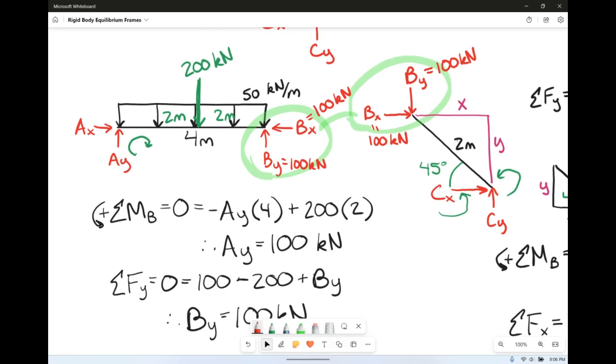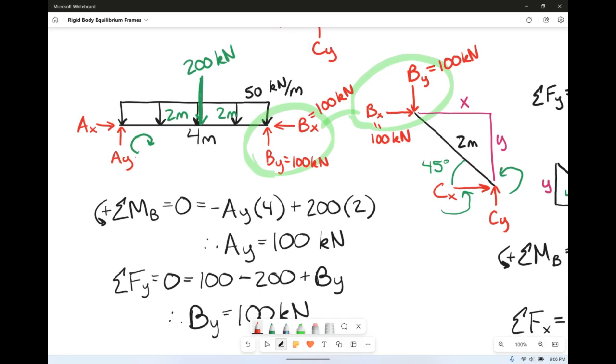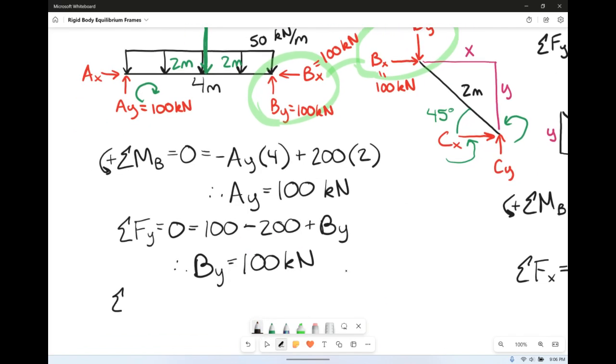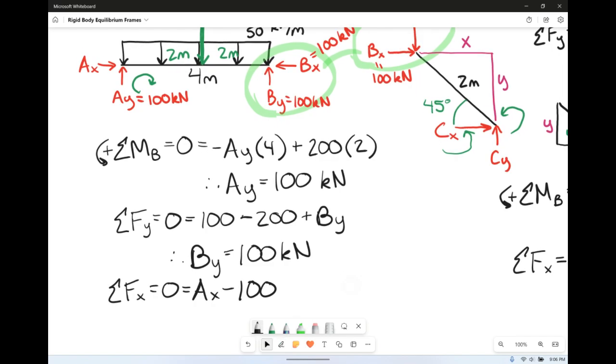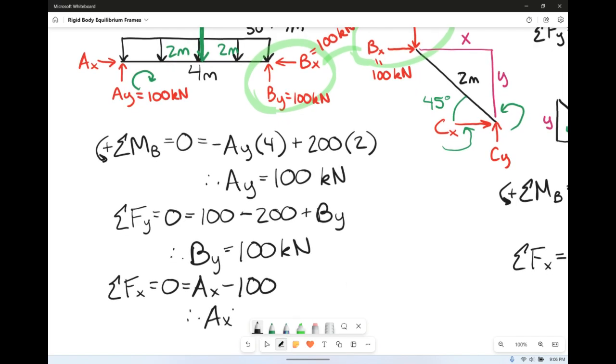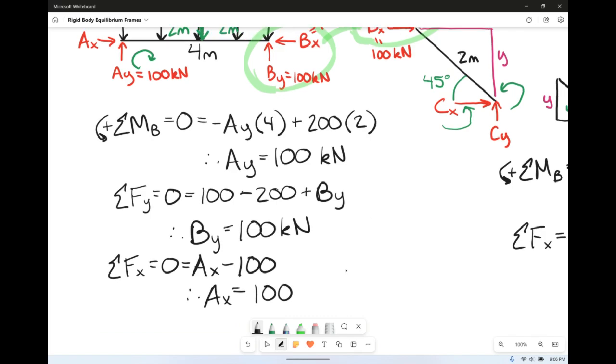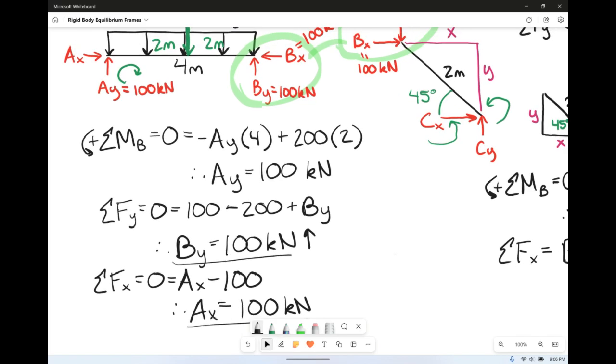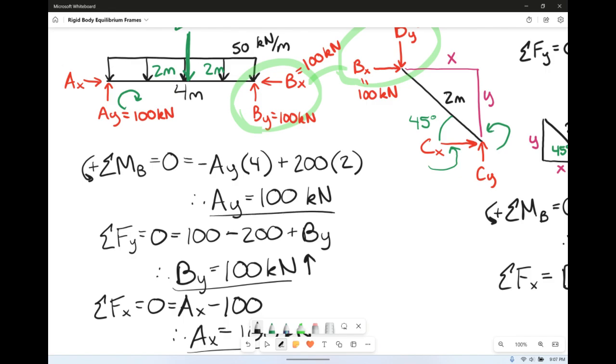So back at our free body diagram for AB, AY, we had 100 kilonewtons going up. All we have to do now is sum the forces in the x direction and set it equal to 0. We've got AX going positive. We have BX going the opposite direction, who is 100 kilonewtons. So AX is equal to 100 kilonewtons. So we did technically find all of our reaction forces.